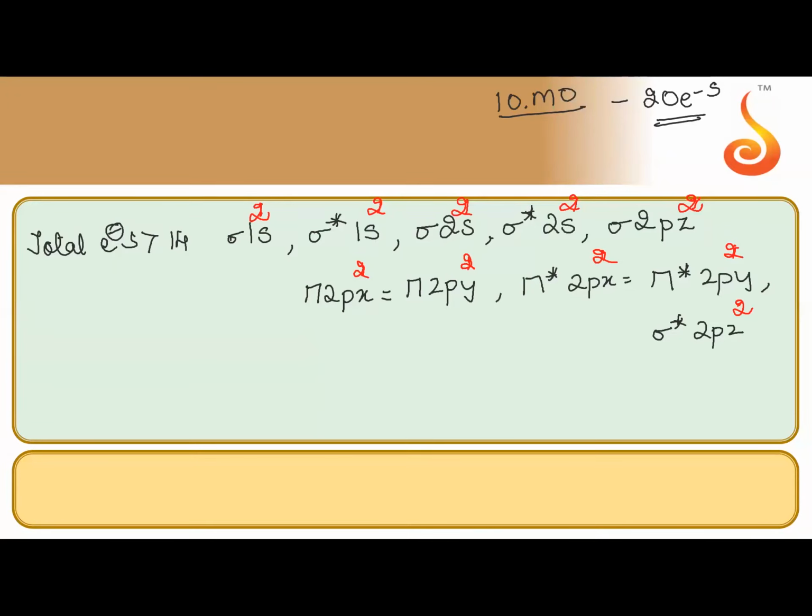Now there is one change which occurs when you have total electrons less than or equal to 14.